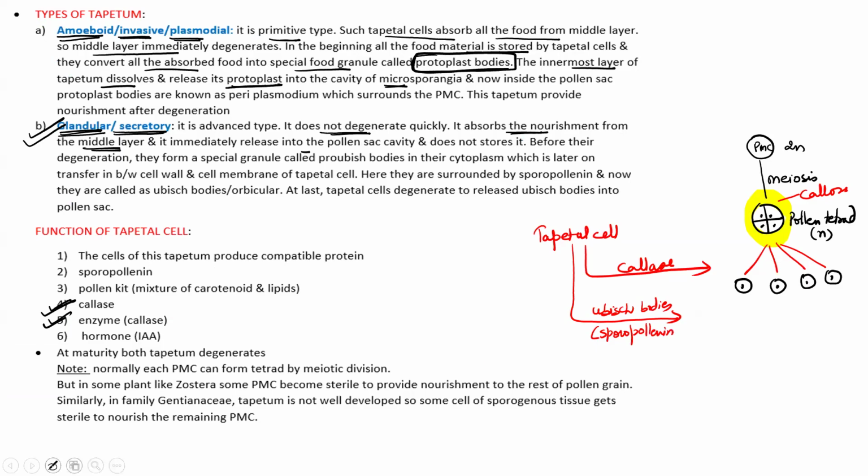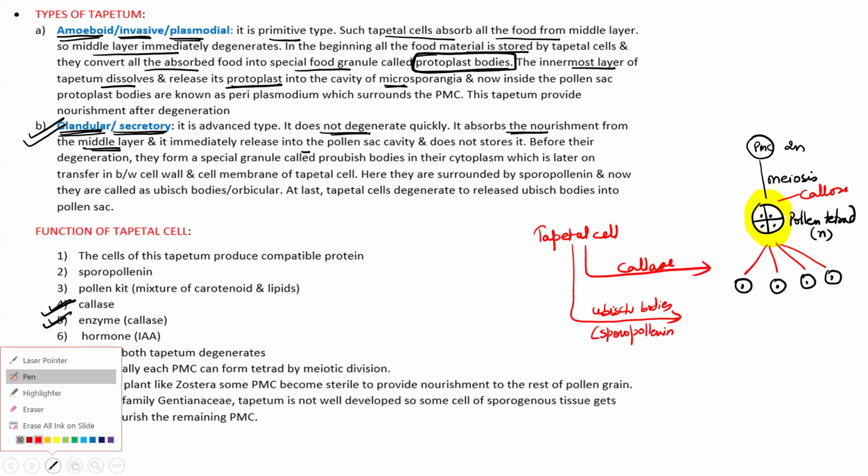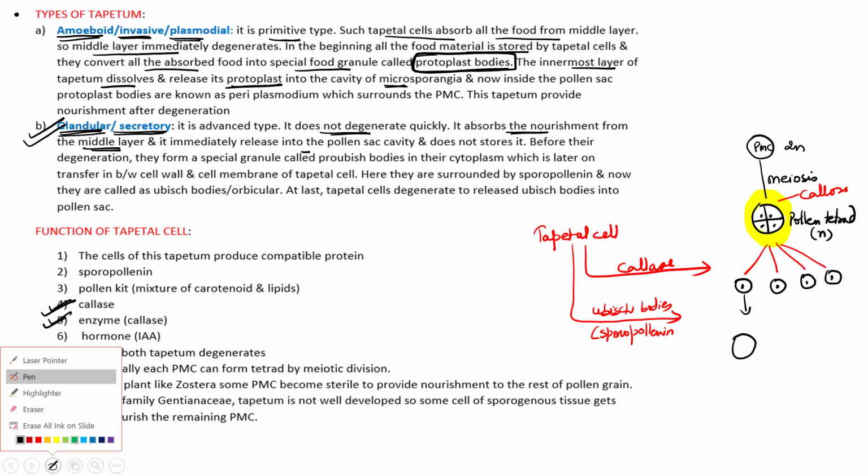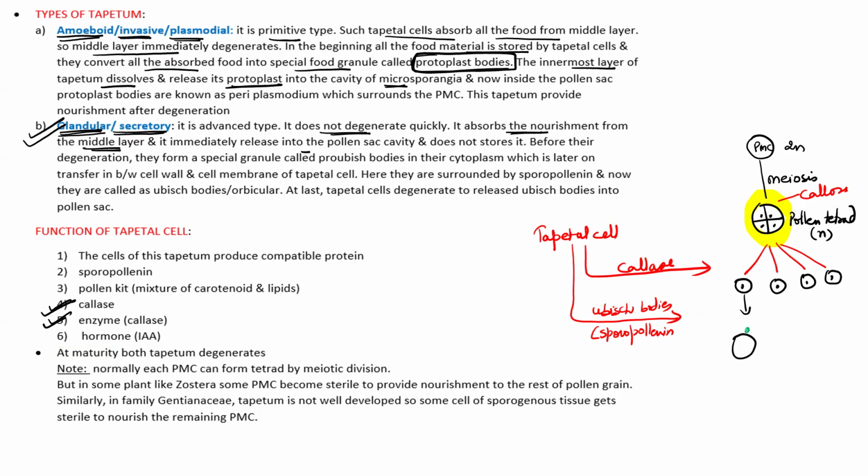Let me explain by taking only one microspore. Please try to understand. I'll take only one microspore. This is the one microspore, and here Ubisch bodies are present. This is the way Ubisch bodies are present. And what they are doing is making one layer. Check.